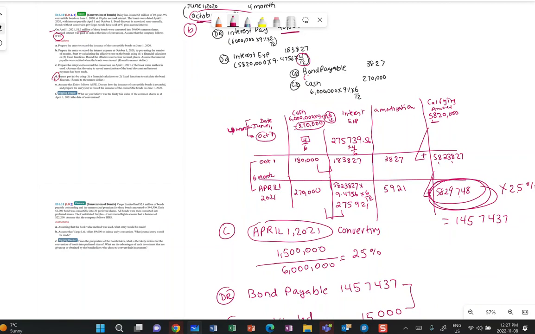Now they're saying part D, we have to prove to them this number is correct. So they're saying to use the financial calculator function to repeat part C. So now we wanted to know, if you use a calculator, do we get the same number? In other words, we will get the same number. How do we do it? I'm going to show you how to do that.